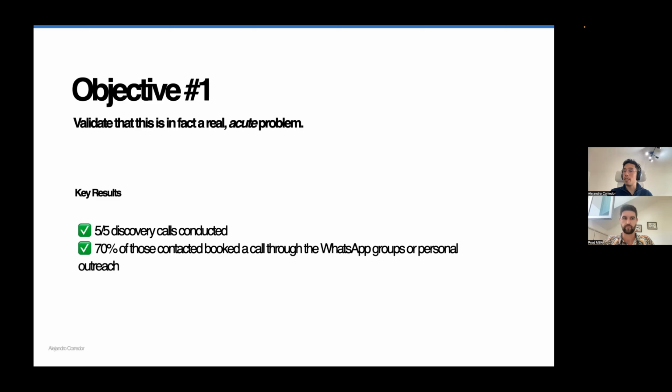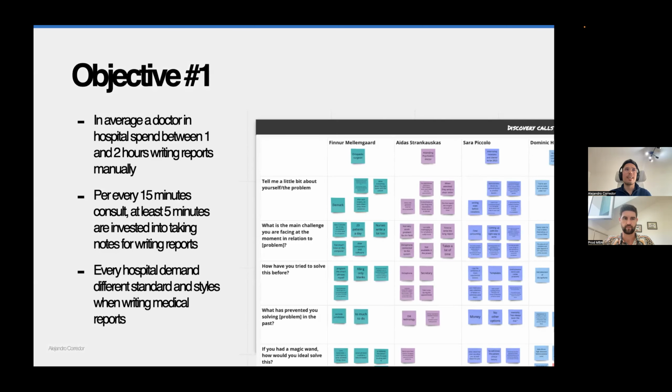We had many different findings that amazed us after the discovery calls. Out of all the calls and all the notes that we took through this phase, these 3 are very powerful things that we found. The first one is that on average, a doctor in hospital spends between 1 and 2 hours writing reports manually each day, at least in Switzerland.